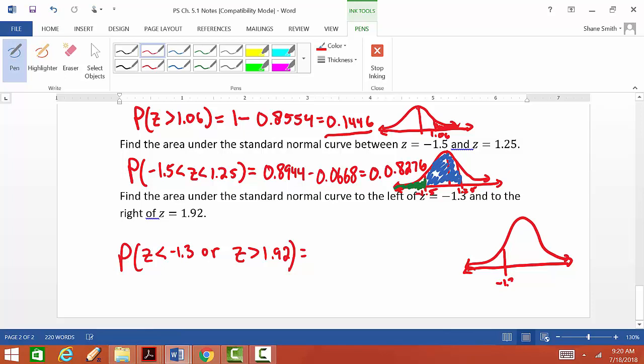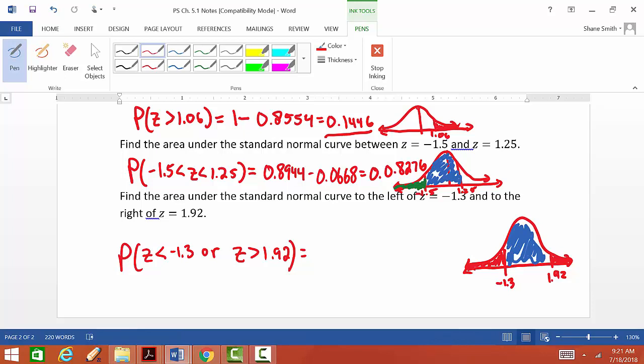So negative 1.3 is right here. 1.92 is right here. This is 1.92. This is negative 1.3. So we want to find these areas. Well, we can do something very similar. If I find the area in between, I can subtract that area from 1, and then I'll get the area left over on the sides. By the way, there's a couple ways to do this, but this is how I always like to do it. So if you figure out a way that you think works better, then that's fine. But this is how I like to do it.